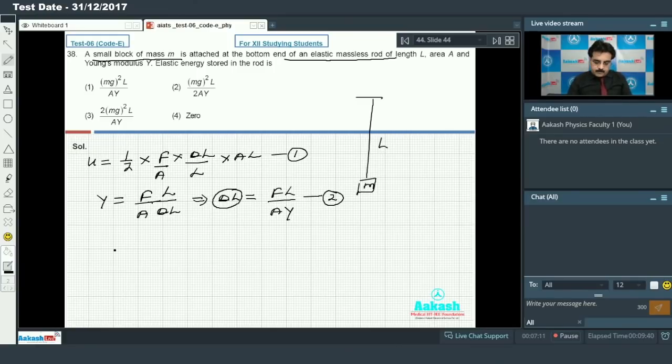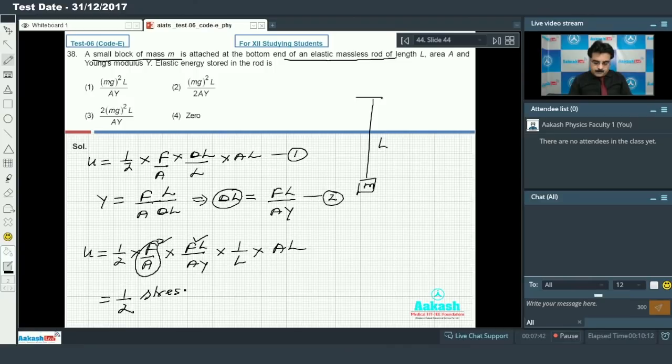If I use this elongation from equation number 2 in equation number 1, we'll get energy stored is 1 by 2 into F upon A, where A is the area of cross section, and delta L is force into length into 1 upon AY. Multiplying by A into L, F upon A is there, F upon A is there, so we'll write 1 by 2, because F upon A is the stress, stress with the whole square, and this length and this length will cancel out, so we have stress square into A into L upon Y.